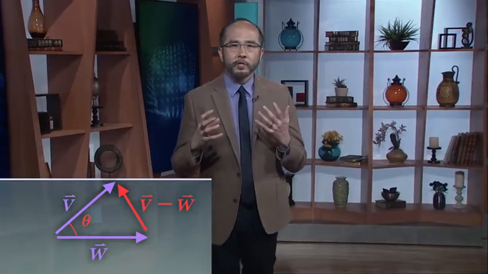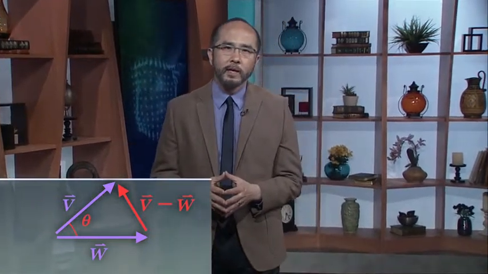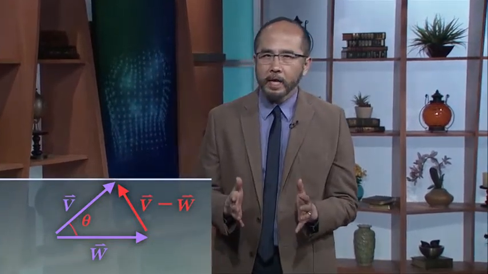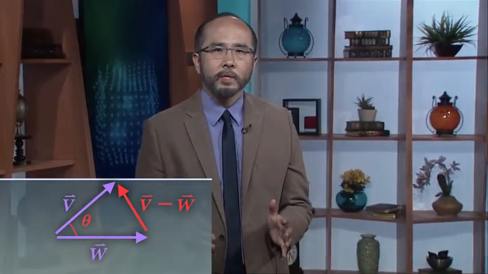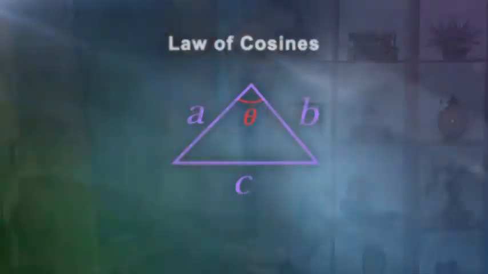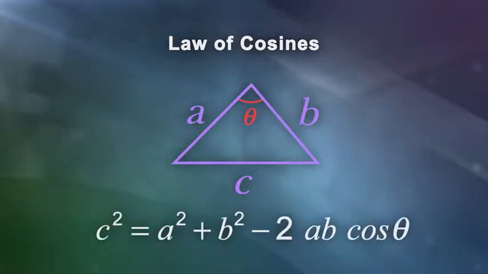Now we can derive the geometric formula for the dot product using what we've just discussed. Given two vectors v and w, put their tails together and let theta be the angle between v and w. Notice that the third side of this triangle is just v minus w. From high school geometry, we may remember the law of cosines, which says if a, b, and c are sides of a triangle and theta is the angle between sides a and b, then c squared equals a squared plus b squared minus 2ab cosine theta.